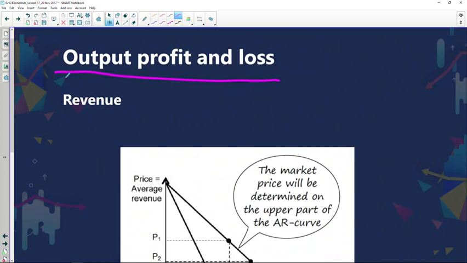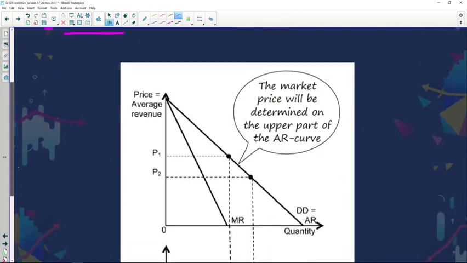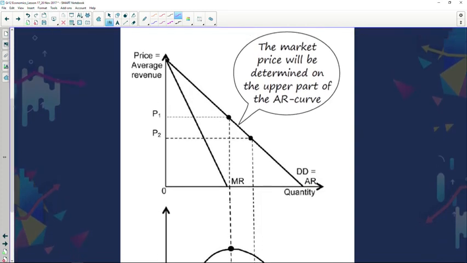All right, so now we need to go back. In our last lesson, we spoke about the nominal profit and the economic profit. So now we're going to look at the output, profit and loss. The first thing that we're going to focus on is revenue. And then we've got our graph over here that is going to assist us in understanding the output that happens under a monopoly market. So we know that the market price will be determined on the upper part of the average revenue curve. So we've got our average revenue over here. So that's where we're going to get our market price.